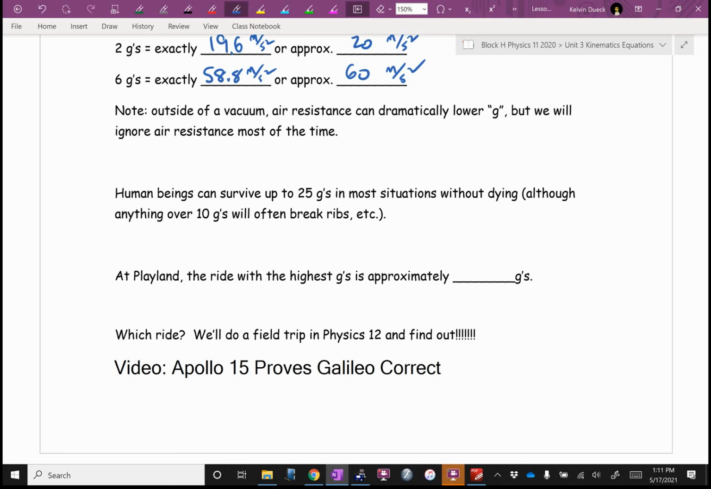At Playland, the ride with the highest G's is around 4.5. Which ride? If you signed up for Physics 12, I'm hopeful that next year in May, things will be open enough that Playland will open up. We do an amusement park physics day at Playland where you go on rides with accelerometers and instruments and you measure some of this. They had to cancel it this year and last year, but I'm hoping that we'll be back to it next year.